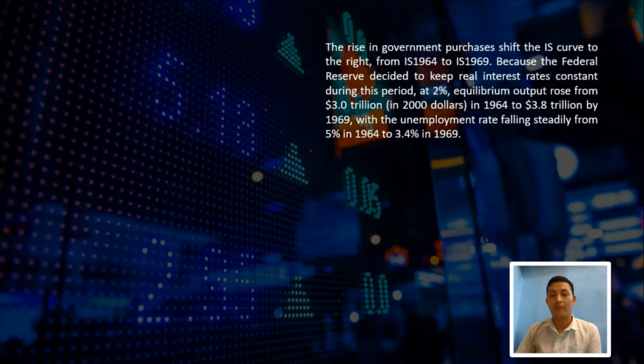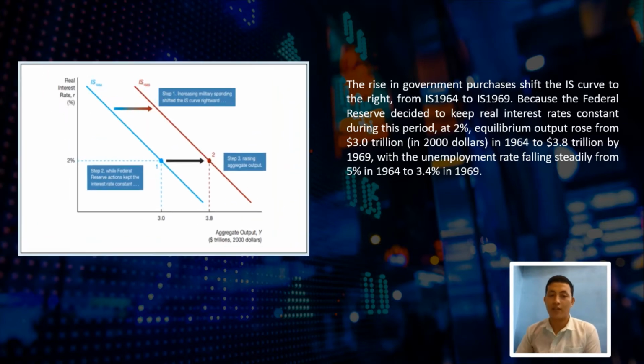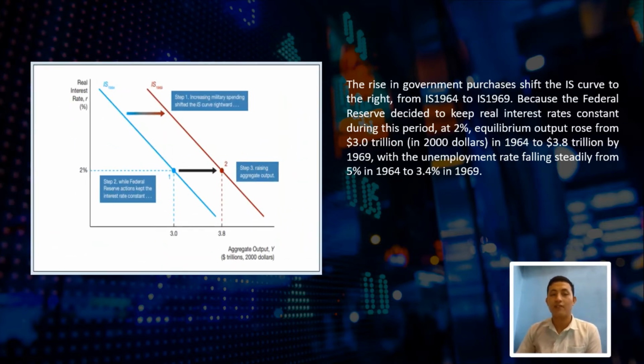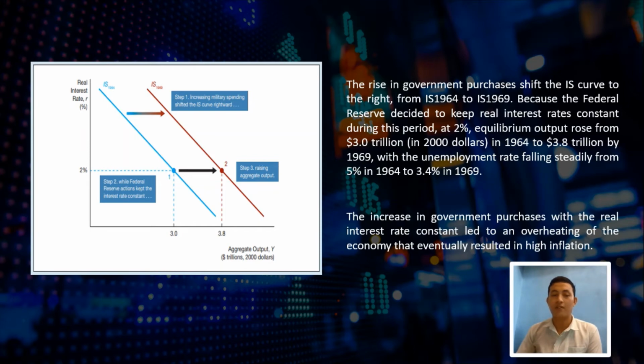The rise in government purchases would shift the IS curve to the right, from IS 1964 to IS 1969. Since the Fed decided to keep real interest rates constant at 2%, equilibrium output rose from $3 trillion in 1964 to $3.8 trillion by 1969. But all was not well for the economy, since the increase in government purchases with the real interest rate constant led to an overheating of the economy that eventually resulted in high inflation, which will be discussed in the coming chapters.